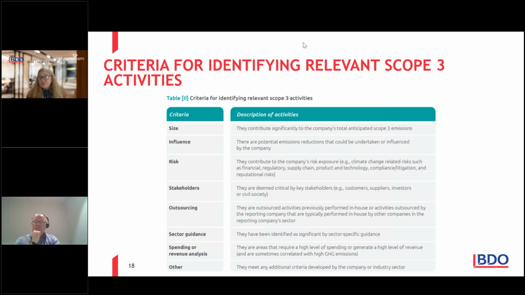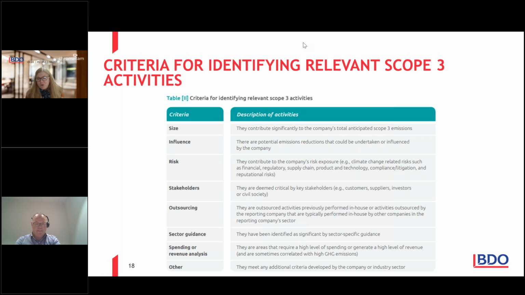Outsourcing. Maybe there are outsourced activities that were previously performed in-house or activities outsourced by the reporting company that are typically performed in-house by other companies. Therefore, in order to get comparability, we have to look at that. Sector guidance, there's quite a bit of sector guidance available. So if everybody in the sector is looking at certain categories and certain activities, in order to get comparable information, we'll have to look at that as well.